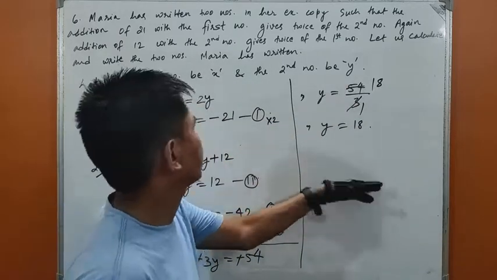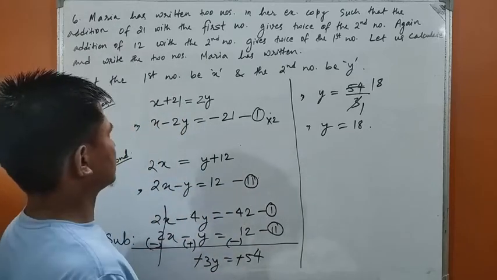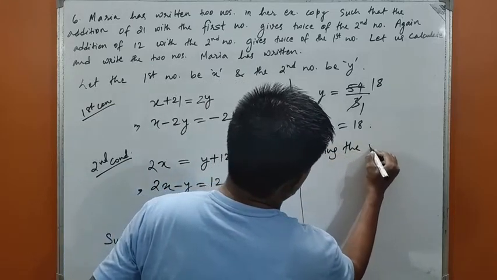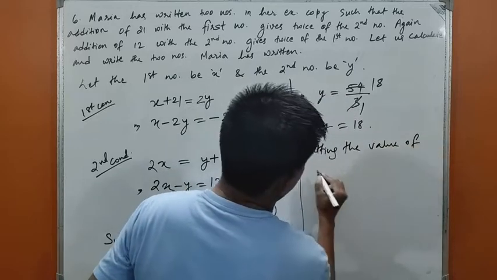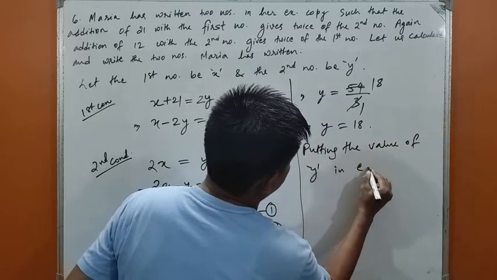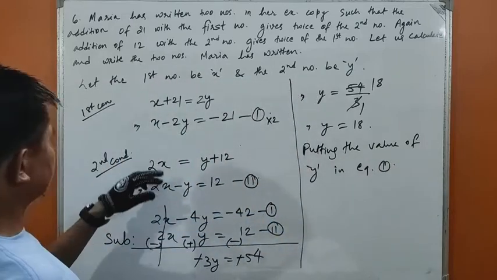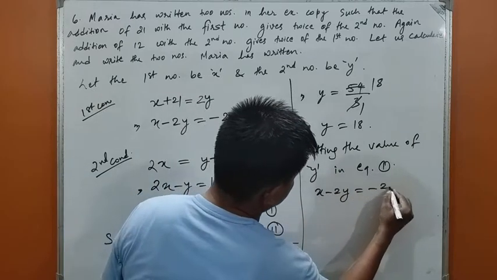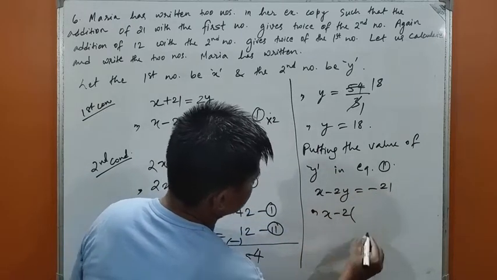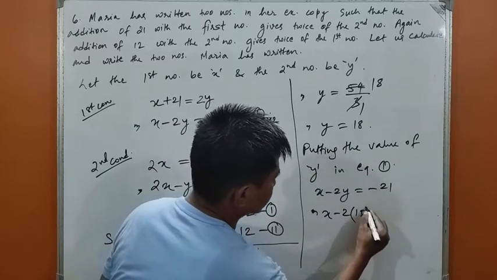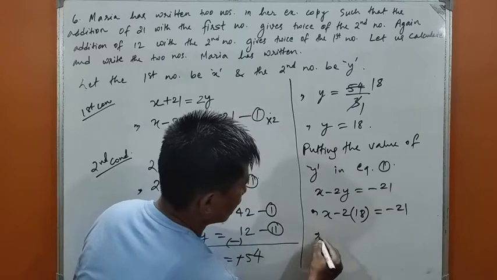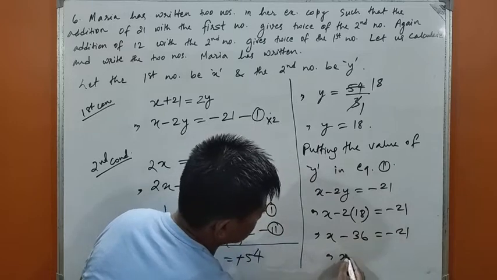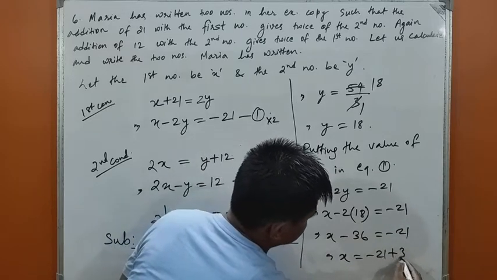Now putting the value of y in equation 1 or 2, we can get the value of x, isn't it? So putting the value of y in equation 1. What is equation 1? x minus 2y equals to minus 21. Or x minus 2 into y, which is 18. Instead of y, I write 18 here, equals to minus 21. Or x minus 2 18s are 36, isn't it? Equals to minus 21.